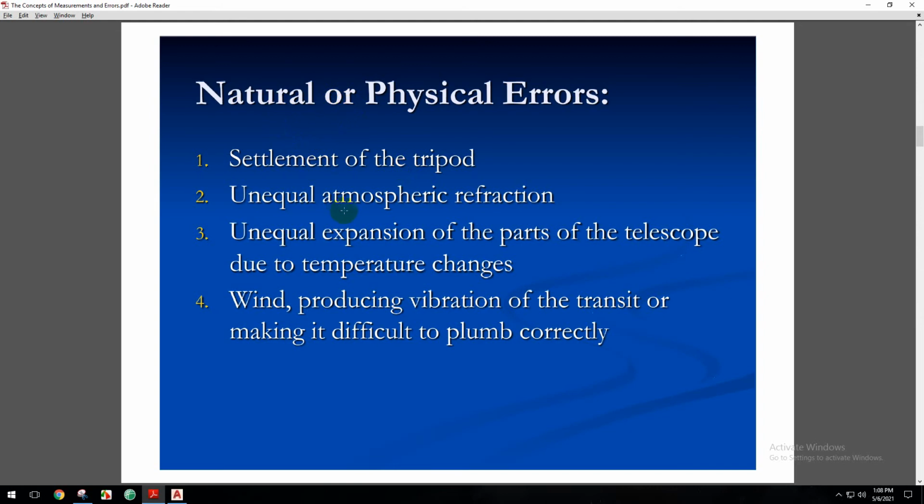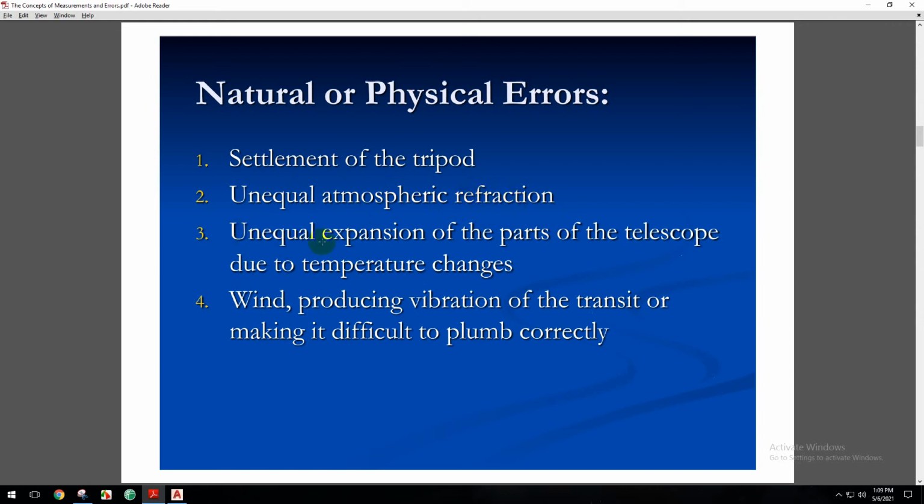Number 2, unequal atmospheric refraction. So again, refraction is the bending of light. So wala tay control ana kay natural phenomena man na siya. And naay correction ani. I hope na-remember ninyo sa inyong Surveying 1.